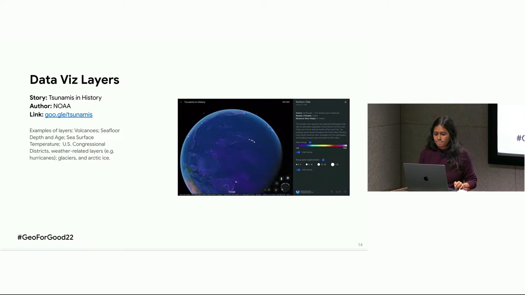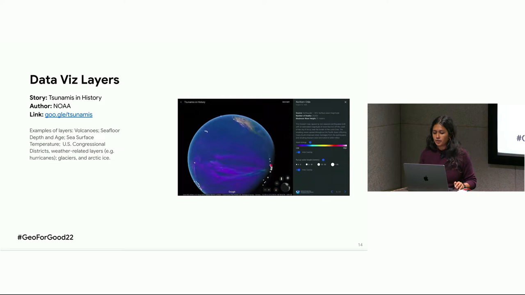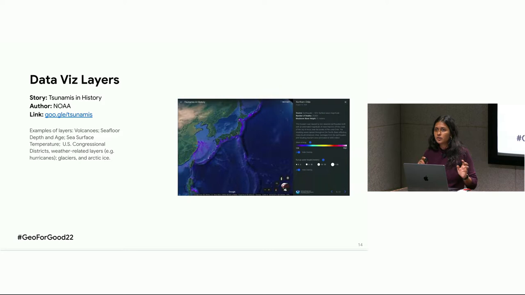Next, and this is a really exciting one, and towards the end of my presentation, I'll also touch upon how you can build a custom data viz layer on your own in Google Earth. This was a cool exercise that we launched a couple of years ago where you can find timely and relevant data sets from authoritative sources. You can think of sea surface temperature or weather-related data sets like hurricanes or glaciers, and even scientific data sets like seafloor depth and age. Basically, you can see them as a global zoomable layer where you can zoom into any location and toggle between a few different data options and really compare and get a global view of some of these variables across the globe.